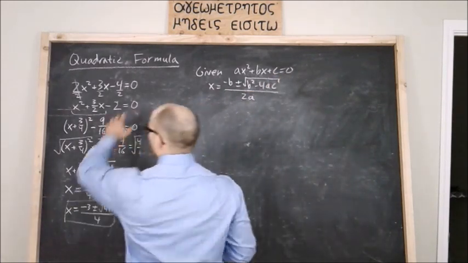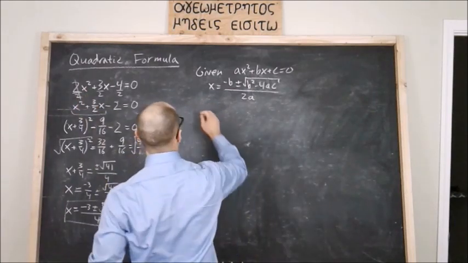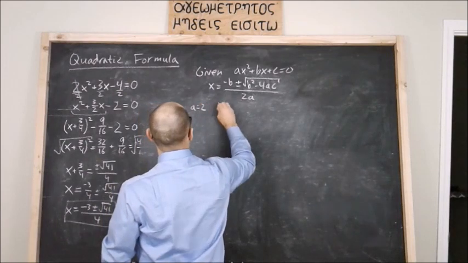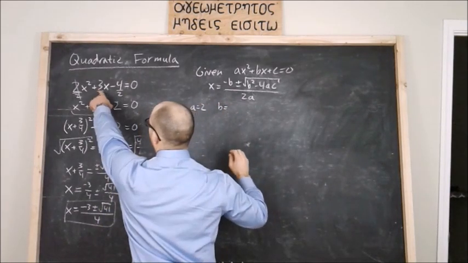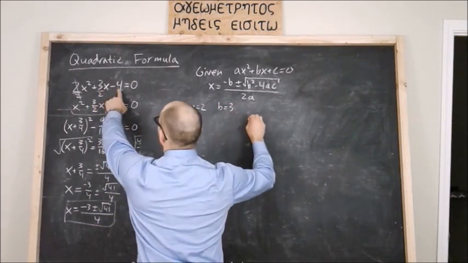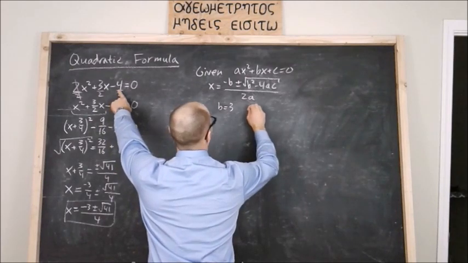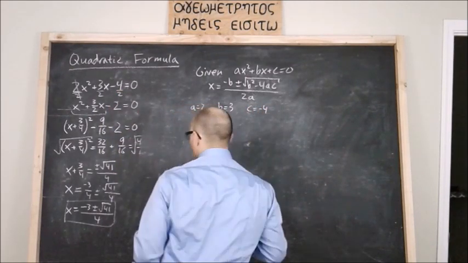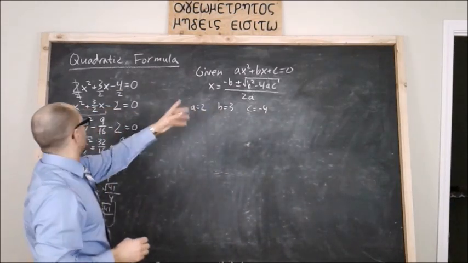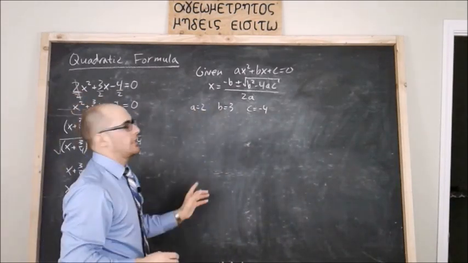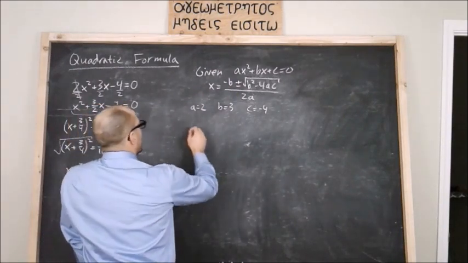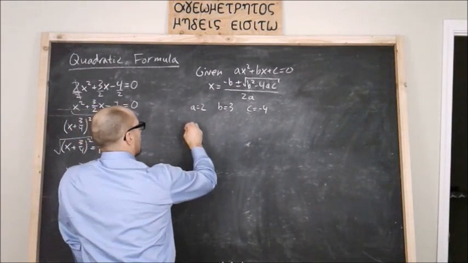Okay, so if we were to go back to this example, A is equal to 2, B is equal to 3, C is equal to negative 4. Again, be careful of your negative signs. So once we've identified A, B, and C, plug it into there and it should spit out an answer. Let's give it a try.